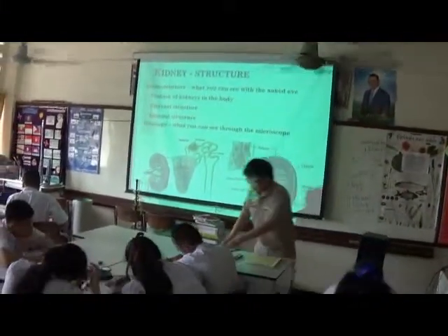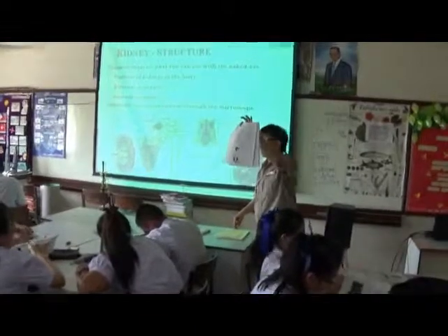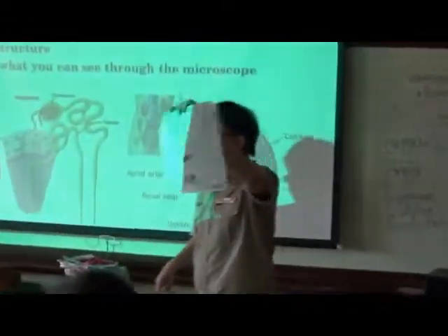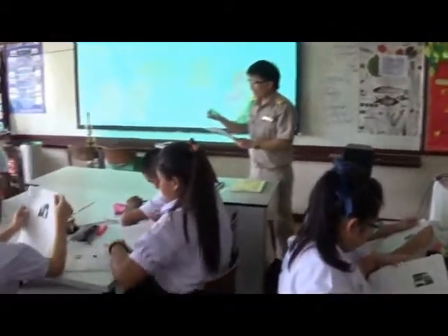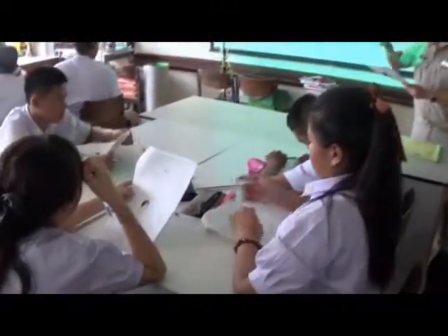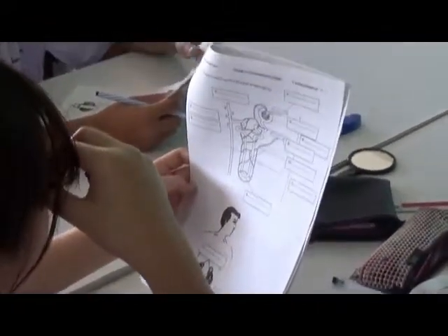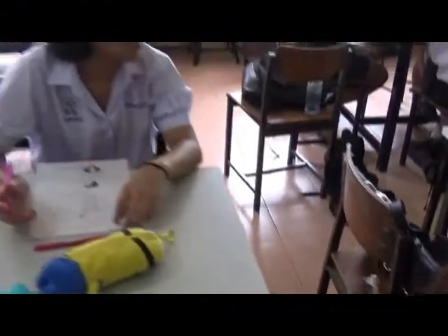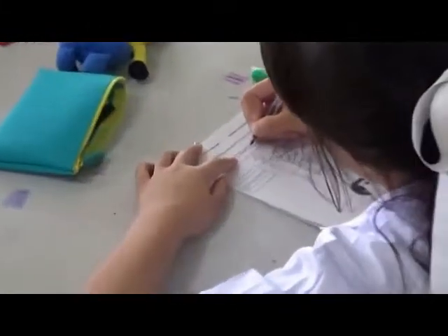Okay, the last part. You can see your exercise sheet, the last part. You can write the word in each picture. Number one is called glomerulus. Very good. You can write in your sheet: glomerulus.